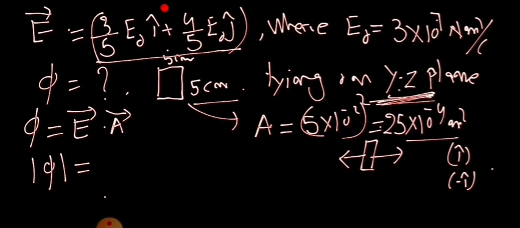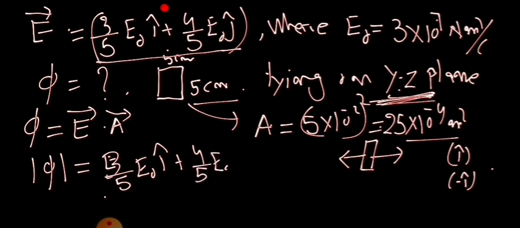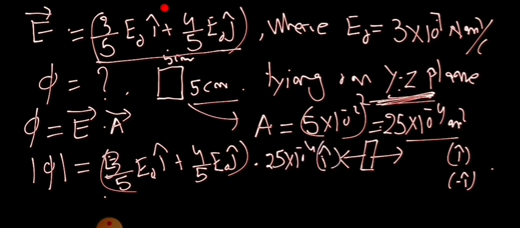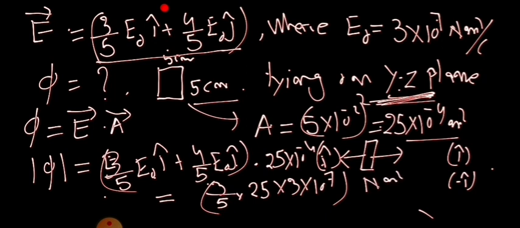So I take area vector equal to I cap, suppose, and calculate. With minus, another negative answer will be there. So this vector into I cap: E dot A is 3 by 5 E naught I cap plus 4 by 5 E naught J cap dot 25 into 10 to the power minus 4 I cap. Then I cap dot I cap is equal to 1, but I cap dot J cap is equal to 0. So I got 3 by 5 into 25 into E naught. E naught is given as 3 into 10 to the power 7, this much Newton meter square per coulomb.